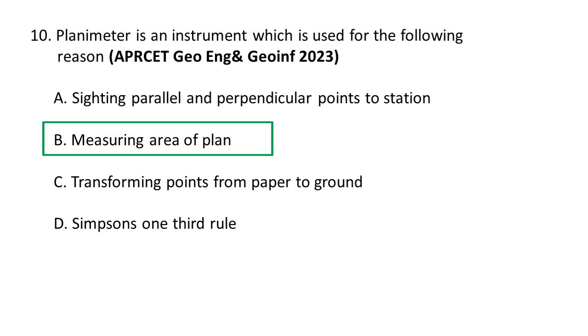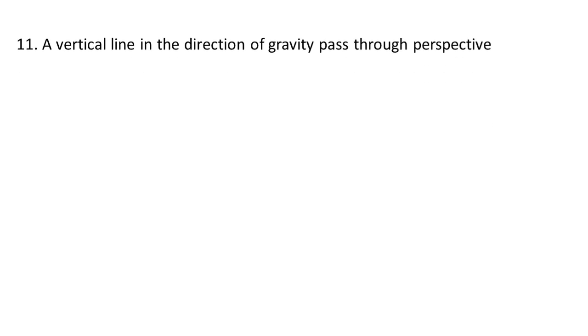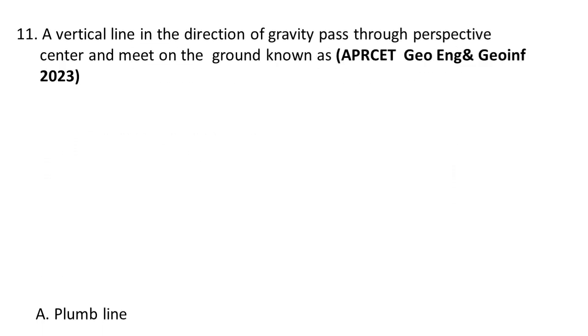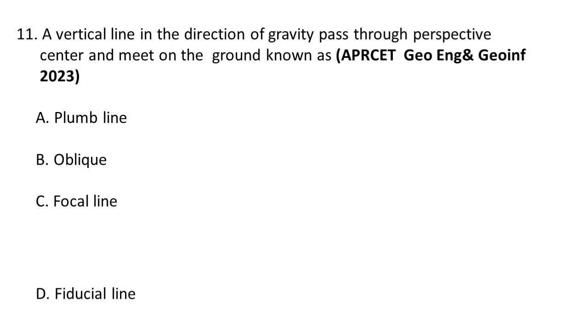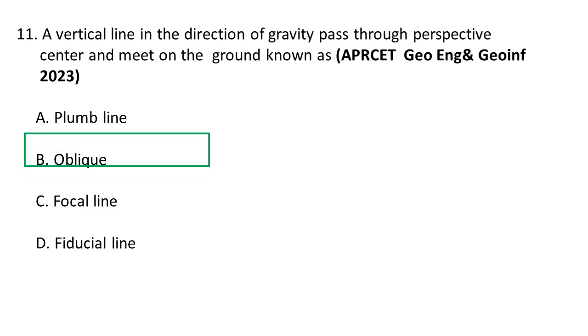So B, measuring area of plan, is the correct answer. Next question. A vertical line in the direction of gravity that passes through the perspective center and meets the ground is known as A. Plumb line, B. Oblique, C. Focal line, and D. Fiducial line. So the correct option is plumb line.